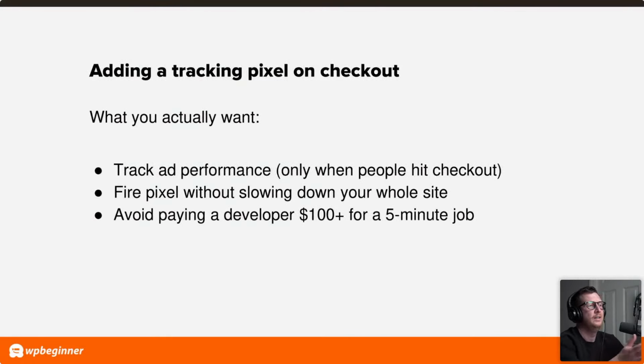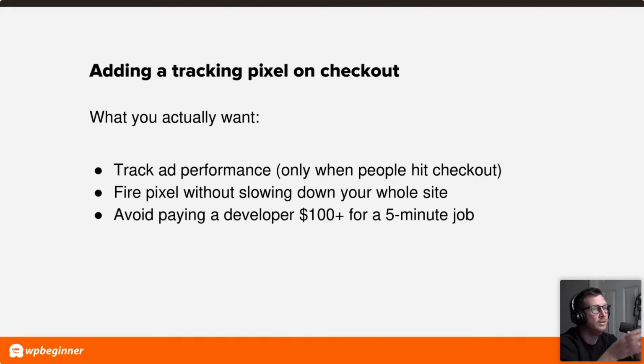Okay, so let's do some demos with this right now, and hopefully, fingers crossed, these work. Let's say you run ads on Google, Meta, TikTok, and you want your pixel to fire only when someone reaches checkout. If you fire too early, you waste money on false signals and you miss the sale. If you fire too late... with WP Code you can set a condition to only fire this on the checkout page, and you're done.